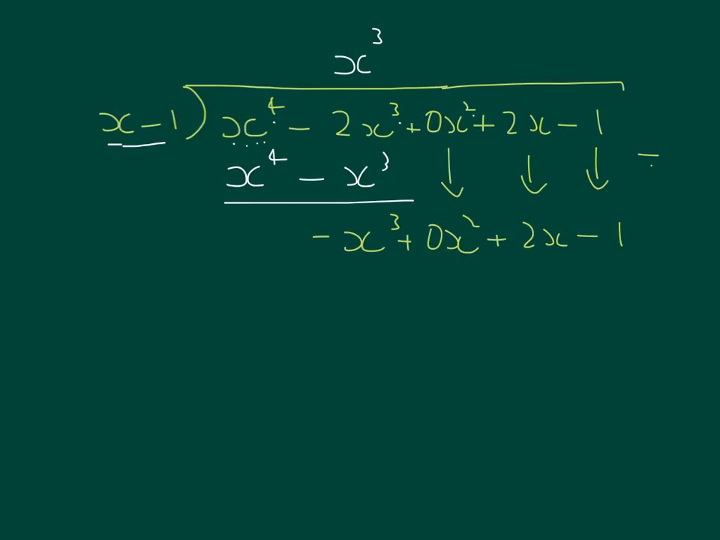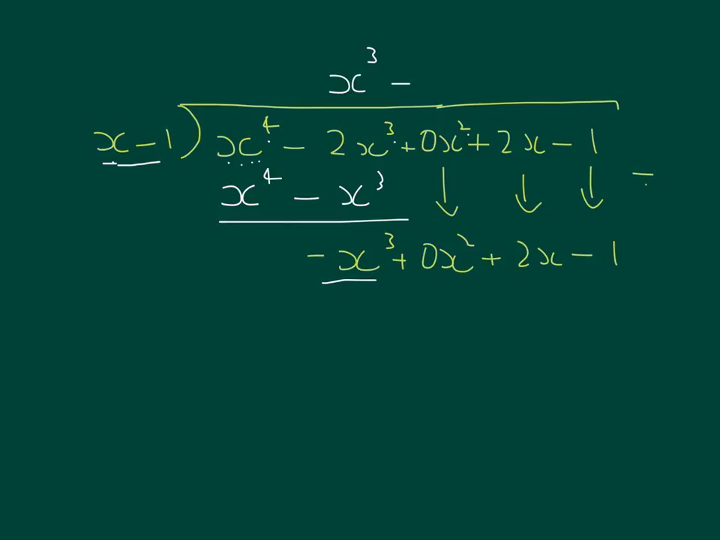Then what do I have to multiply x by to get minus x cubed? I have to times it by minus x squared, and then times x squared by the two terms out the front. X squared times x will be x cubed, negative, then minus x squared times minus 1 is plus x squared.